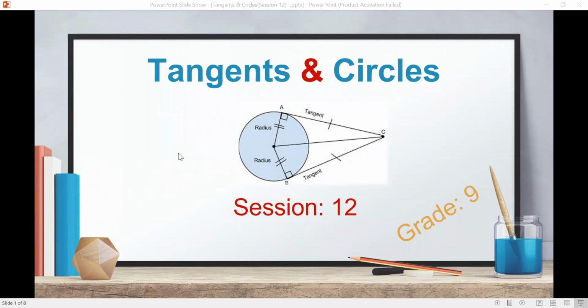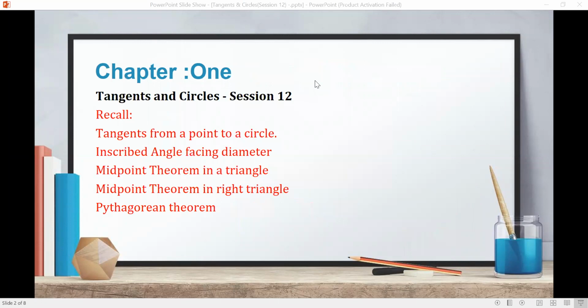It's about tangents and circles. This is the last session in chapter 1. In this session, we will recall the theorems that passed in the previous sessions in order to concentrate on them. As you know, we discussed many theorems and we gave many applications on them. In this session, we will recall the theorems related to tangents from a point to a circle, inscribed angles facing diameter, midpoint theorem in a triangle, midpoint theorem in a right triangle, and Pythagorean theorem.